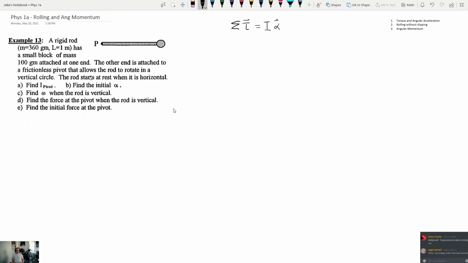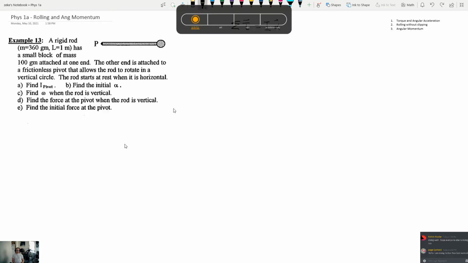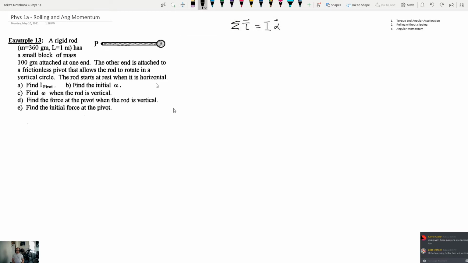And we want to look at this problem right here, which I gave you all some time to look at before we started. It says a rigid rod, and there's the mass and the length, has a small block of mass 100 grams attached at one end, so that's attached down here. The other end is attached to a frictionless pivot that allows the rod to rotate in a vertical circle, so the rod can basically rotate around like this. The rod starts at rest when it's horizontal.